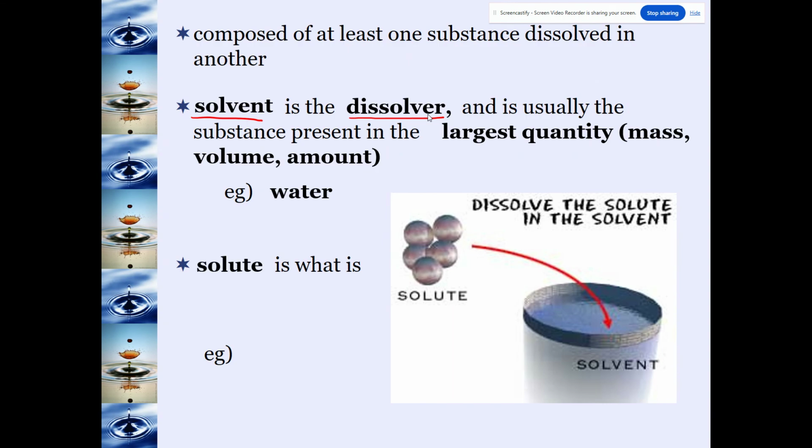The other part of the solution is the solute. The solute is what is dissolving. So let's say we're making Kool-Aid or salt water or sugar dissolved in tea. Those are the solutes. Okay? That's the substance that is being dissolved in the solvent.